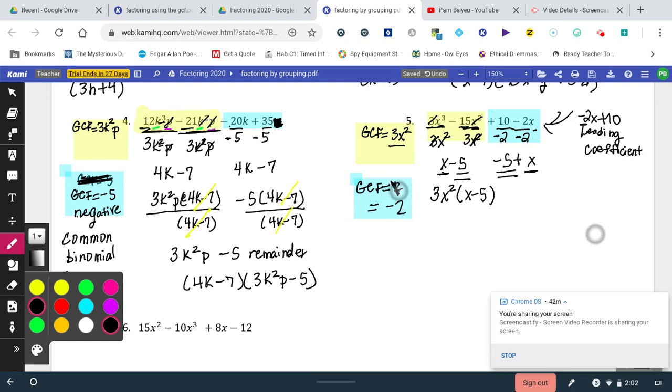Let me go ahead and scratch it out because the GCF is not really 2, it's negative 2. All right, so when I write this, I'm going to write negative 2. And instead of writing negative 5 plus x, I know it's the same as x minus 5. So I'm just going to write it like that. And then my common binomial factor is simply x minus 5. So I'm going to divide both by x minus 5.